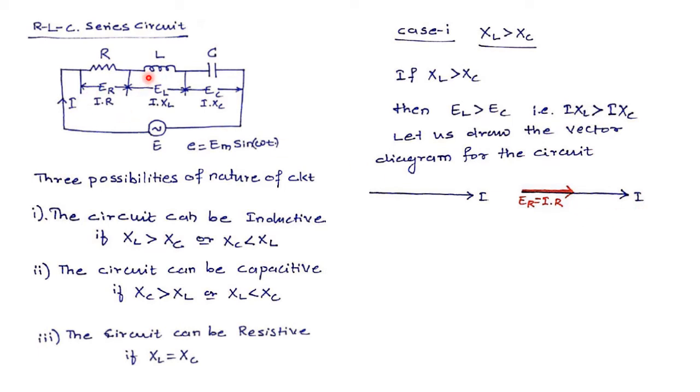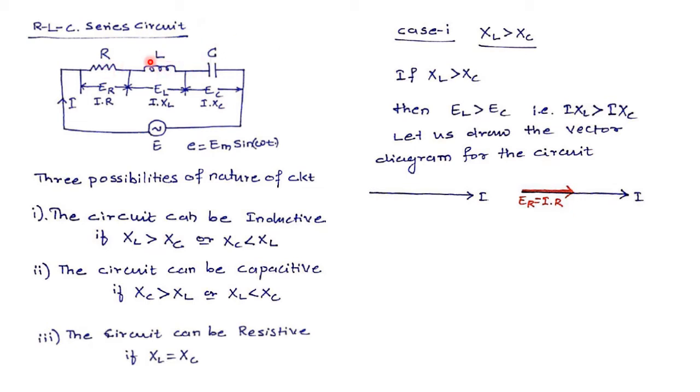Now the current through L is the same current I, and the voltage across L is EL. By the nature of inductance, we know that the current in an inductance will always lag behind its voltage by an angle of 90 degrees. But now I already have the current vector, therefore I need to place the voltage vector with respect to this current vector.